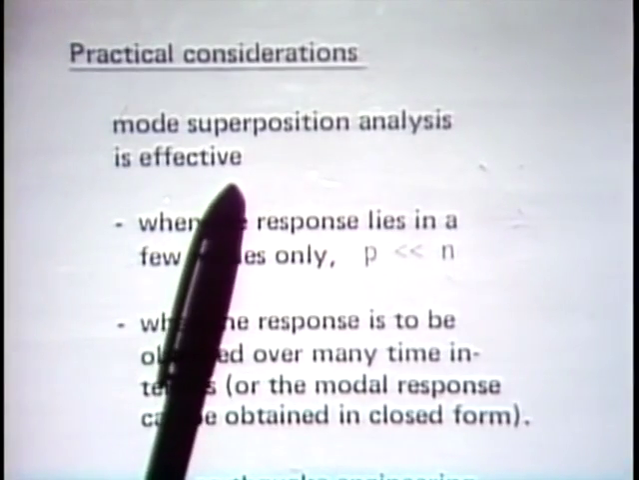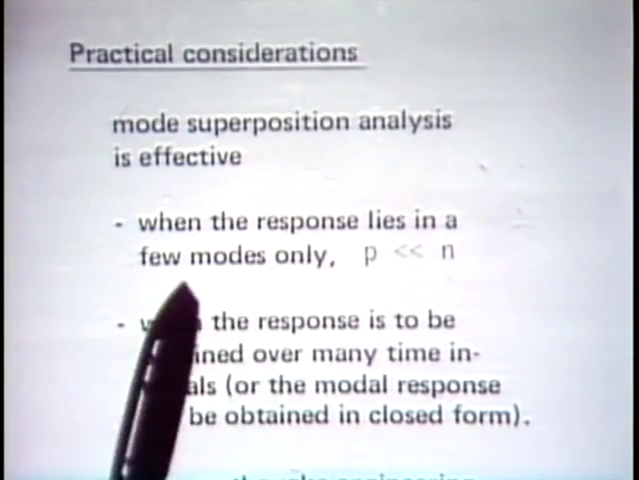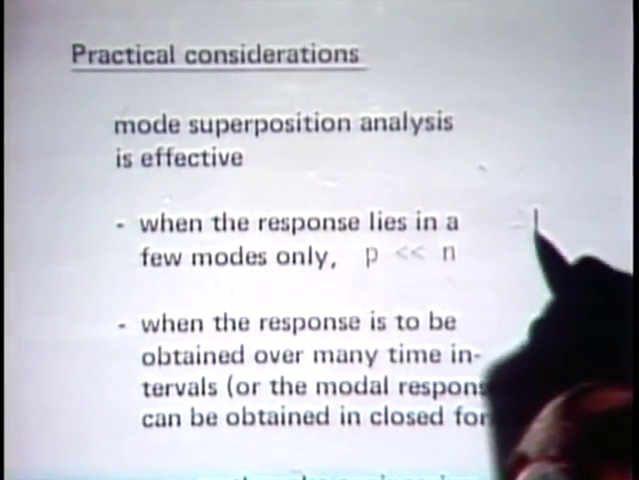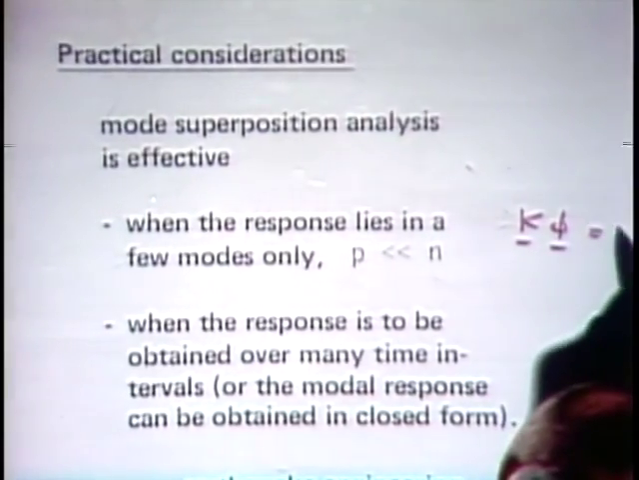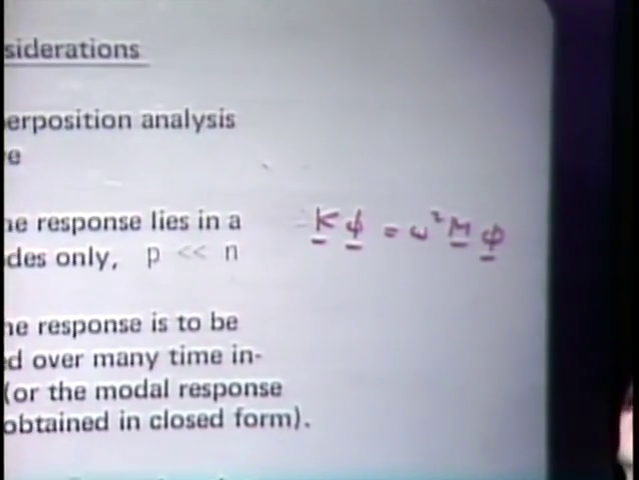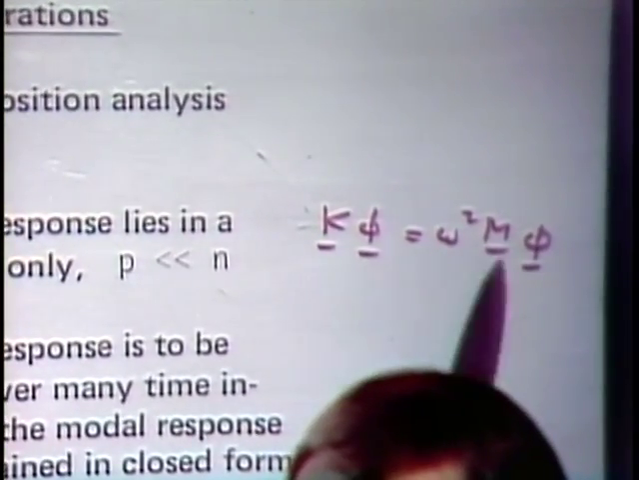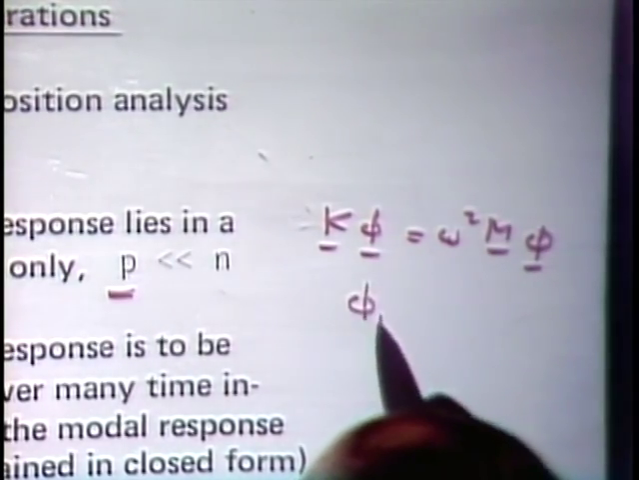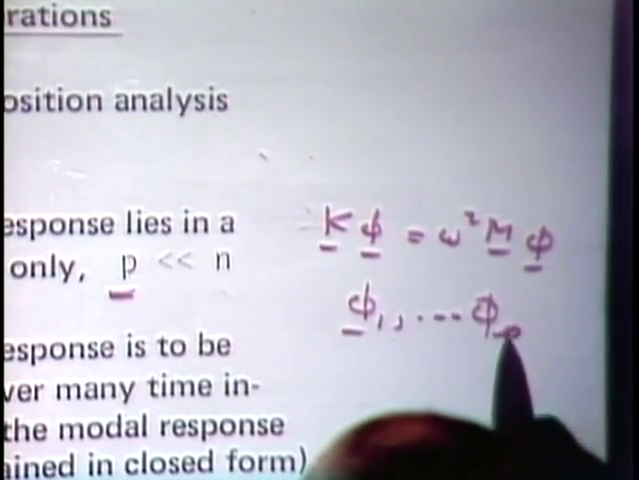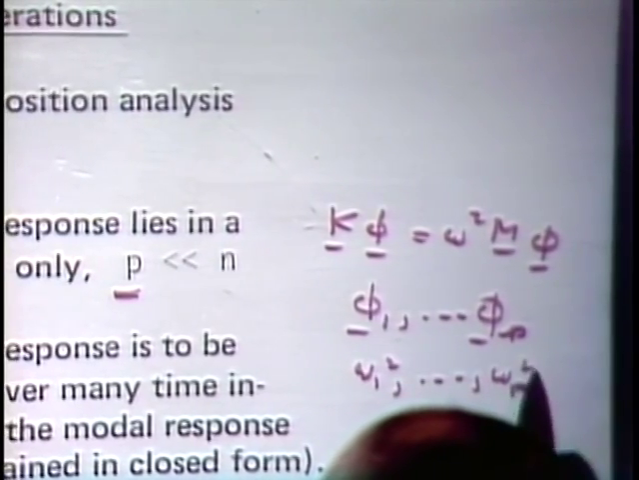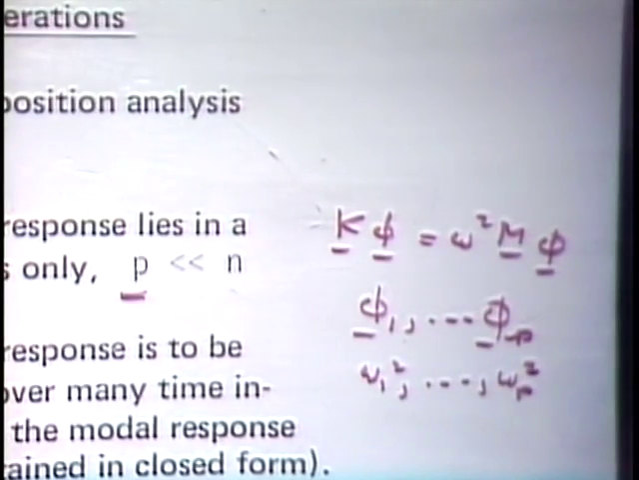The mode superposition analysis is effective when the response lies in only a few modes. What does this mean? It means that if we look at our eigenvalue problem, k phi equals omega squared m phi, we only need to solve this eigenvalue problem for a very few modes. In other words, p being much smaller than n, I will only have to solve for phi 1 up to phi p and omega 1 squared up to omega p squared. This is a very important point.